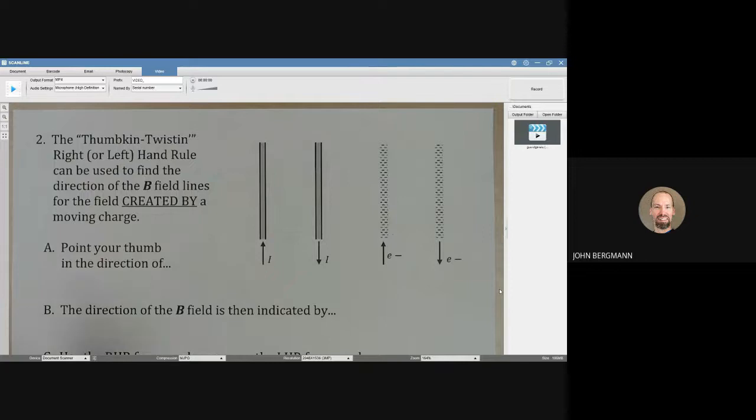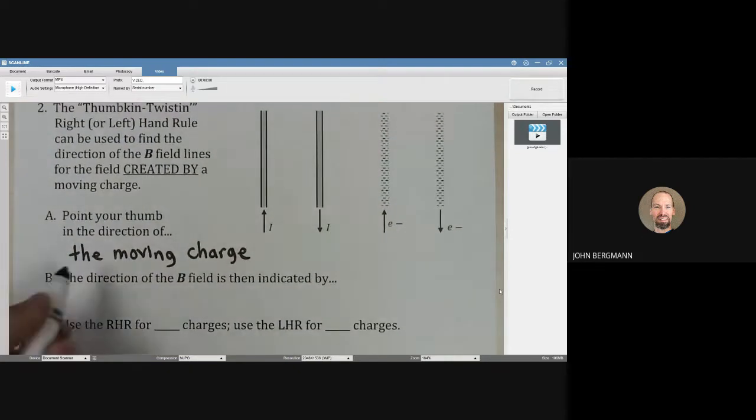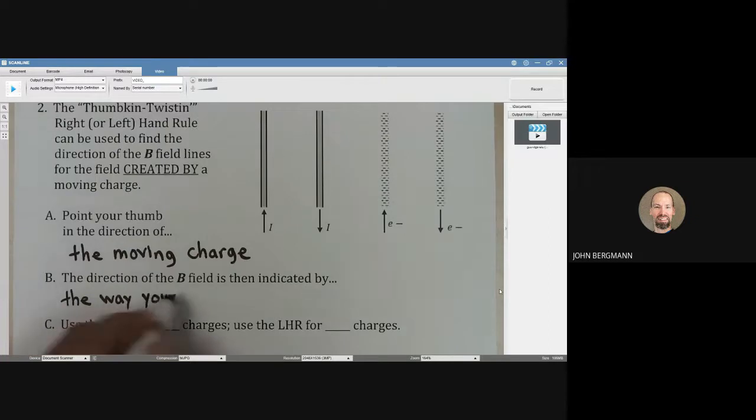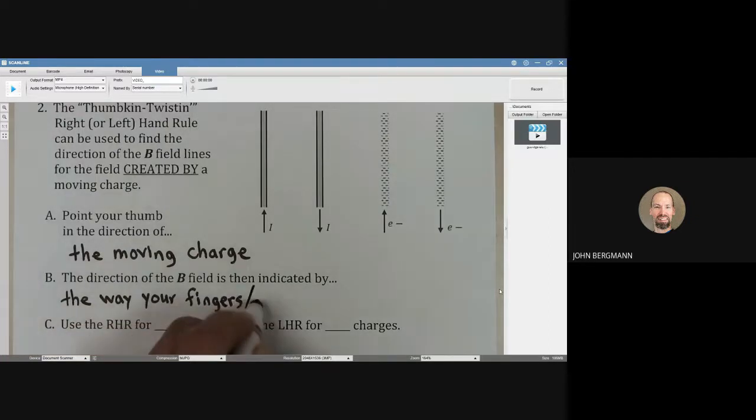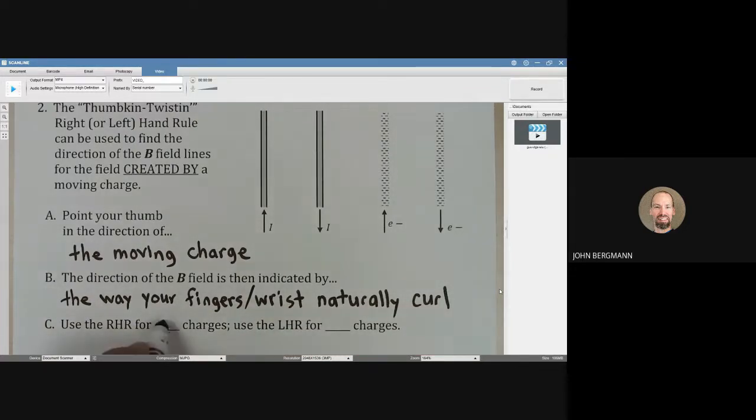The way you use it is you point your thumb in the direction of the moving charge. The direction of the magnetic field is then indicated by the way your fingers and wrist naturally curl. So we will demonstrate this. We will use the right-hand rule for positive charges, and we'll use the left-hand rule for negative charges. I'm going to back the camera out here so that we can see this ever so briefly.